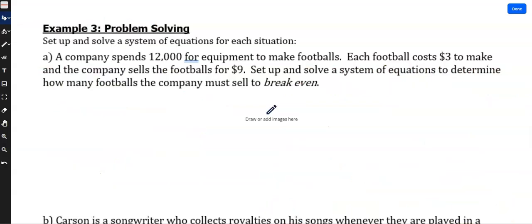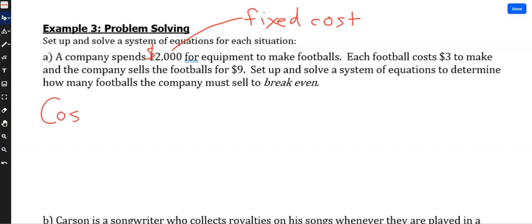So a company spends $12,000 for football. This is what we call a fixed cost. That's not going anywhere until we pay it off, obviously. It's also not changing. Each football costs $3 to make. So if we come up with a cost equation, the cost equation is going to be $3 for every football plus, not $2,000, $12,000 for fixed costs.